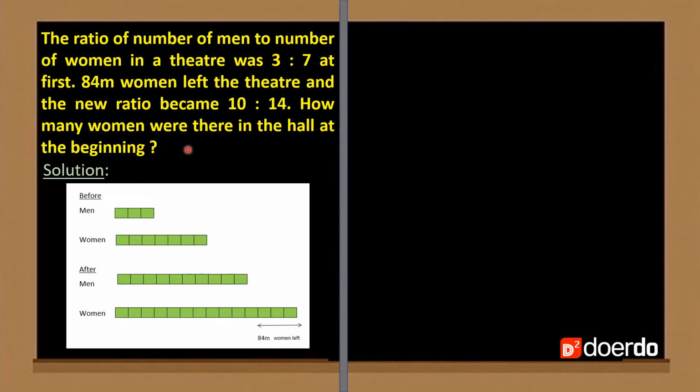Let us write the men to women ratio at the beginning, which means before 84 women left the theatre. The ratio is 3:7. After 84 women left the theatre, the ratio is 10:14. We understood, only the number of women is changed in these ratios before and after, but there is no change in the number of men.